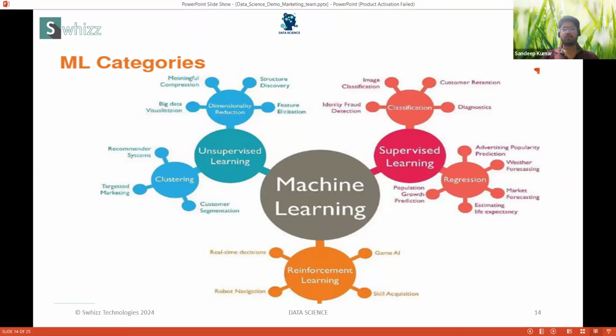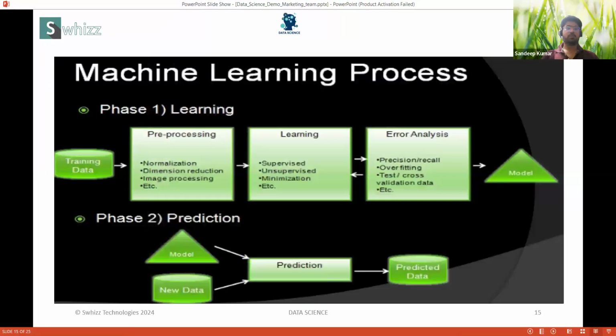This is a small example of ML categories, and we'll cover it in future classes, so I don't want to go in depth. When it comes to the machine learning process, I just want to highlight it, so don't be afraid or scared. This is just a small demo, and I'll teach it in a simple way. In future classes, you'll get to know each and everything.